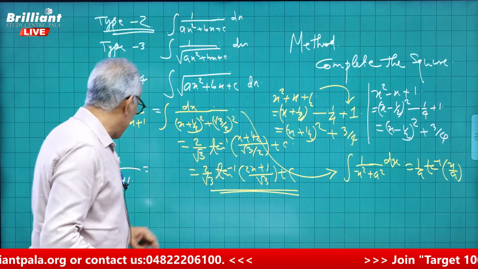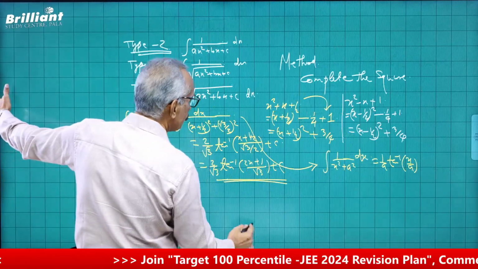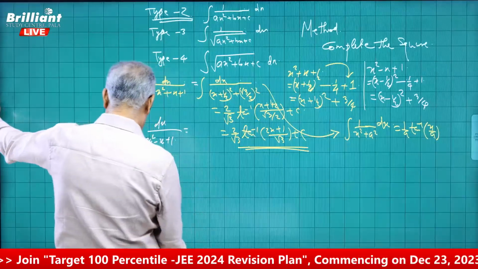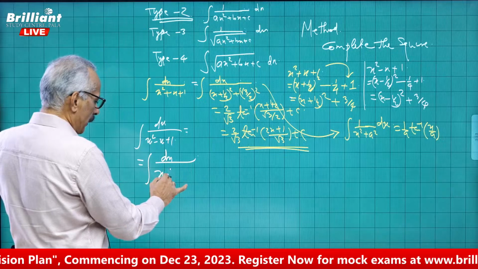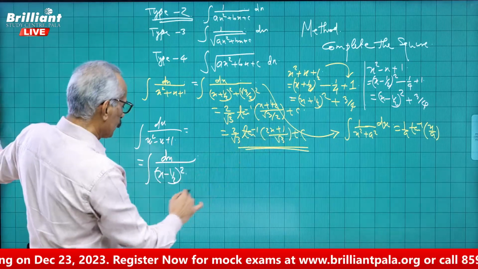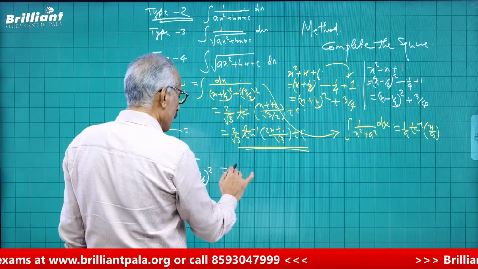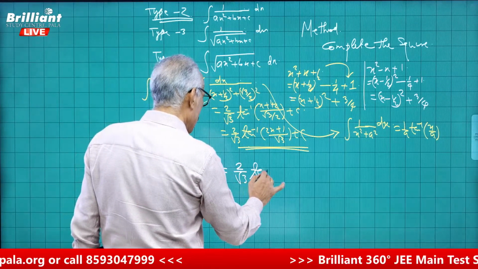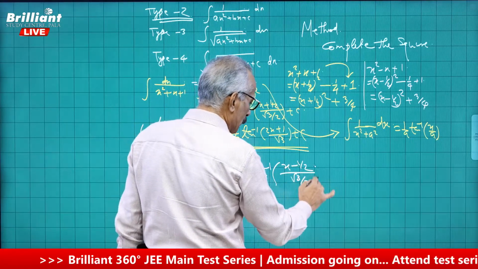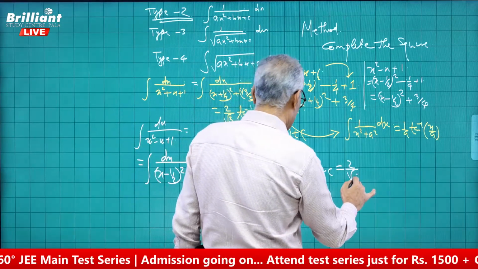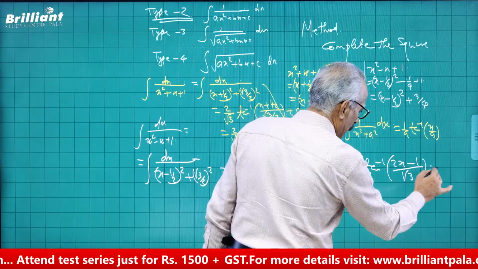Now we have done the parallel to this question. Parallel, this is equal to integral dx divided by x minus 1 by 2 the whole square, there also the same, plus root 3 by 2 the whole square. Same formula: 1 by a, 2 by root 3, tan inverse, and here is the change, x minus 1 by 2 divided by root 3 by 2, plus c. That's equal to 2 by root 3 tan inverse, you simplify, 2x minus 1 by root 3, plus c.